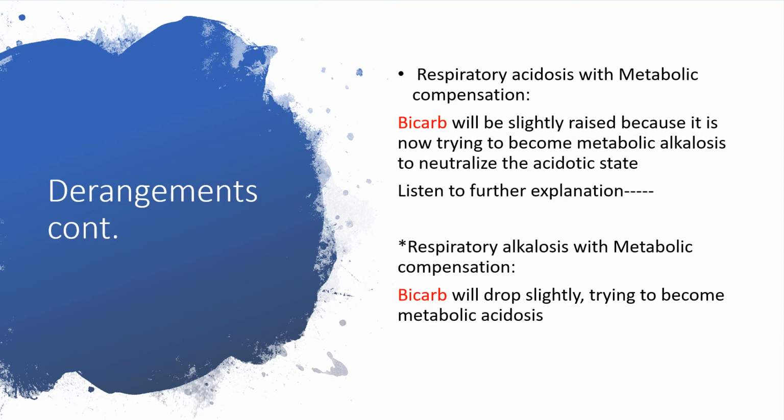Okay, we've just gone through respiratory acidosis with low pH, high CO2, normal bicarbonate, right? Now, when there's respiratory acidosis with metabolic compensation, what are we going to find? Something will be slightly different. Here, the bicarbonate ions will be rising, so it will be slightly raised. Okay? Why? It will be trying to become metabolic alkalosis to neutralize the acidotic state.